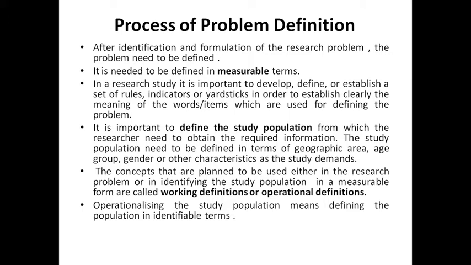It is important to define the study population from which the researcher needs to obtain the required information. The study population needs to be defined in terms of geographic area, age group, gender, or other characteristics as the study demands. The concepts that are planned to be used either in the research problem or in identifying the study population in a measurable form are called working definitions or operational definitions.